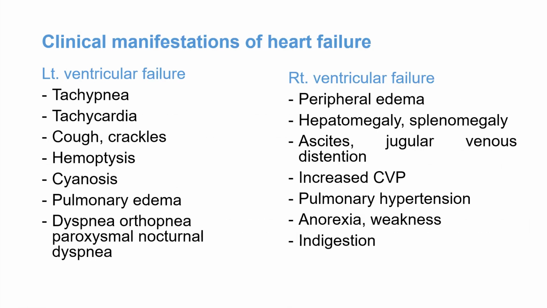Clinical manifestations of heart failure. It is of two types: left ventricular failure and right ventricular failure. In left ventricular failure, there may be tachypnea, tachycardia, cough, crackles, hemoptysis, cyanosis, pulmonary edema, dyspnea, orthopnea, paroxysmal nocturnal dyspnea. And in right ventricular failure: peripheral edema, hepatomegaly, splenomegaly, ascites, jugular vein distension, increased central venous pressure, pulmonary hypertension, anorexia, weakness, and indigestion.